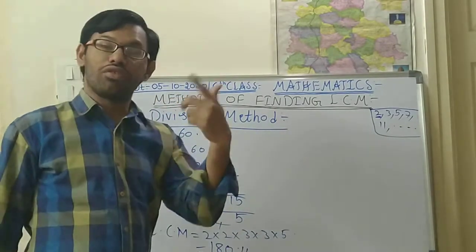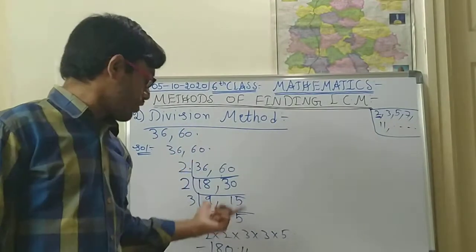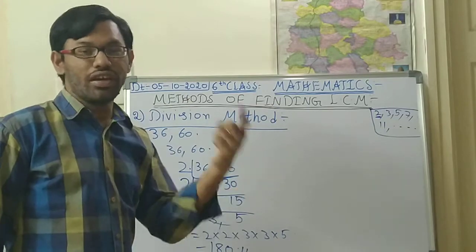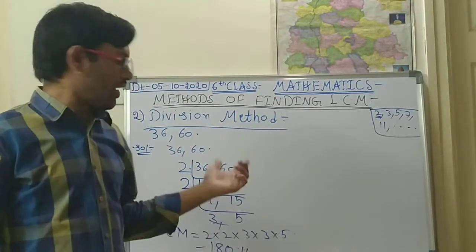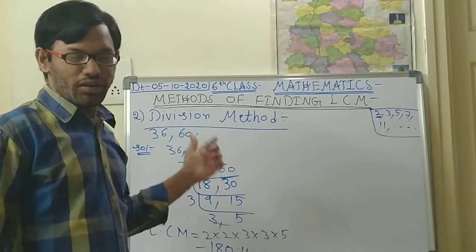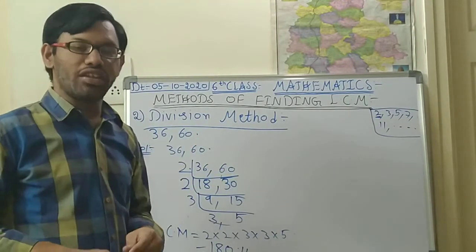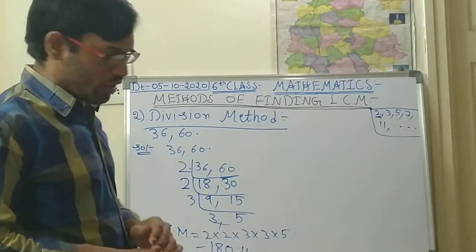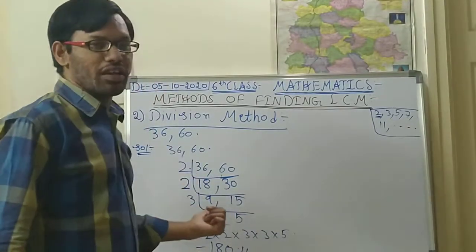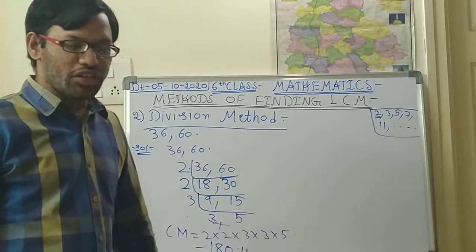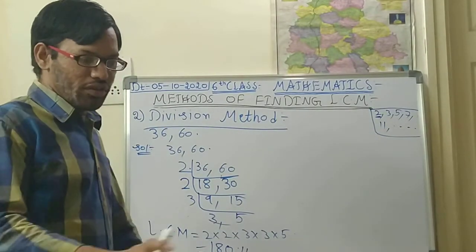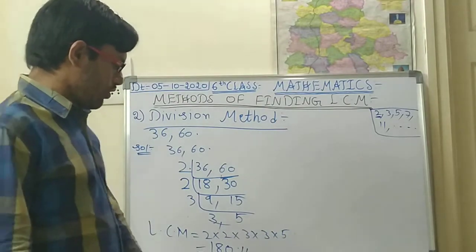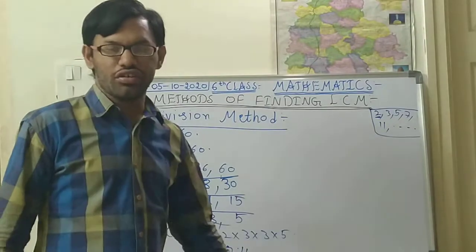In the first method, the prime factorization method, we got 180, and in the division method also we got 180. Like this you are supposed to do the division method. That is what they have given in the concepts in your textbook. I think you have understood this method also. There are some steps in the division method. If you read the division method and prime factorization method you can understand, and if you are not understanding, check this video once.